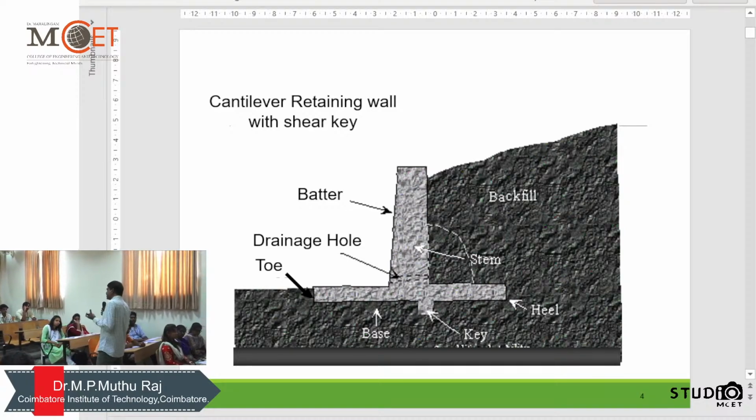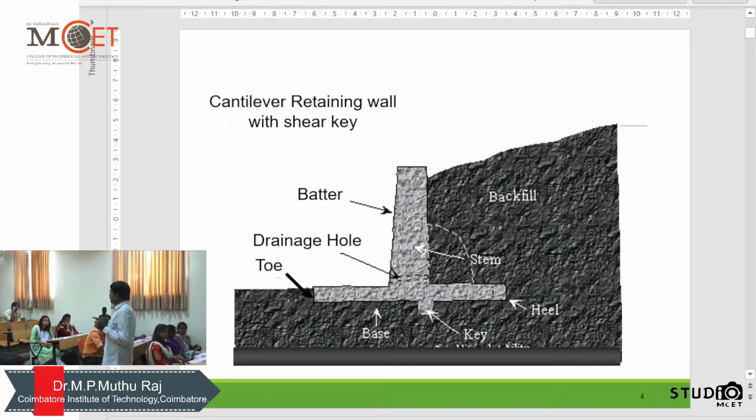Again, the base slab will normally be 40% of its height. When you want to retain 20 feet, the base slab will be 8 feet. So that 40% ratio you always have to maintain. Later on I will tell you why you want to maintain that.